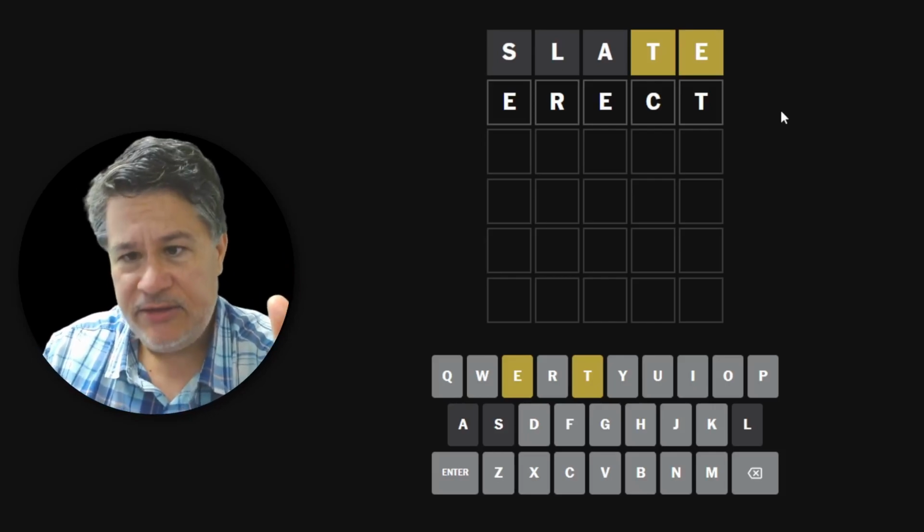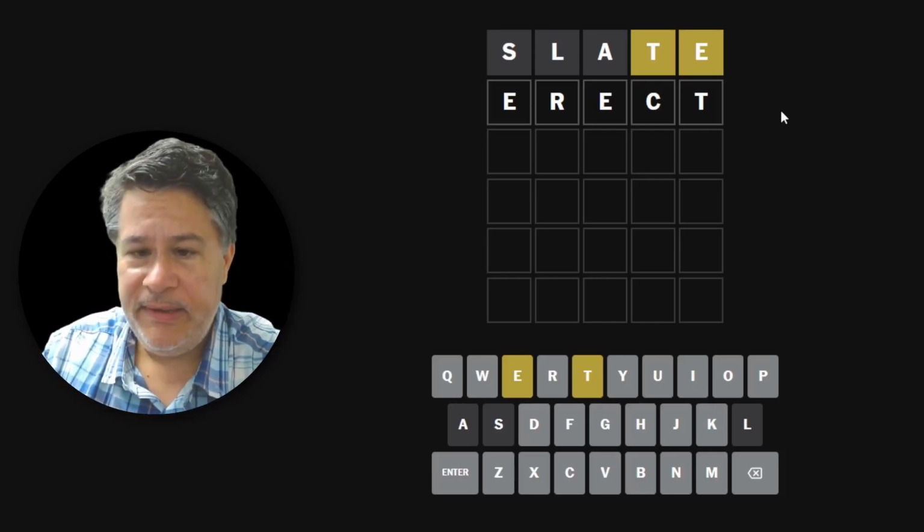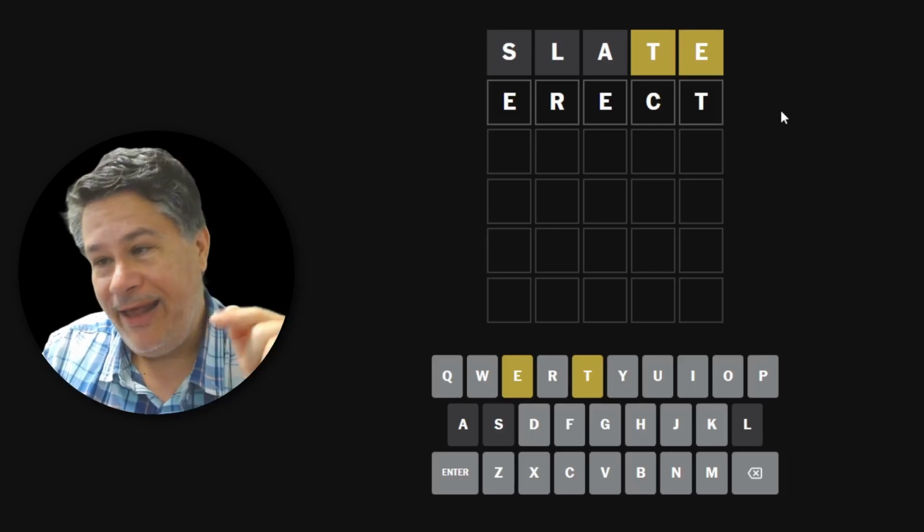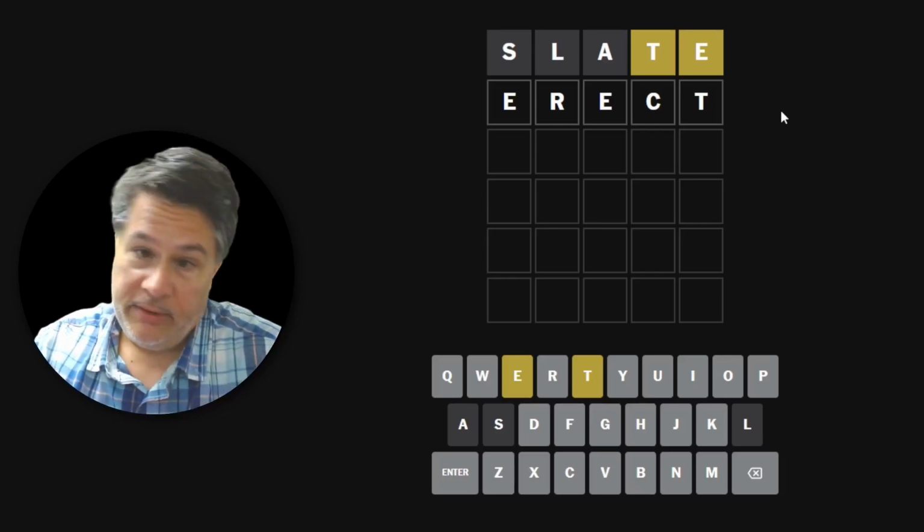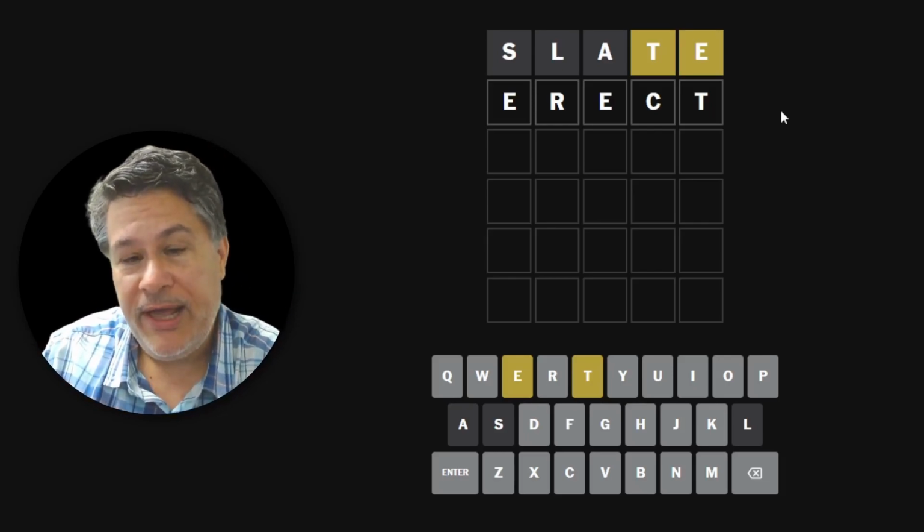And you see, guys, how this is working? Slate ended in E, so we begin the next word with E. That ends in T. So our third word, unless we got it in two, which would be amazing, has to begin with a T.